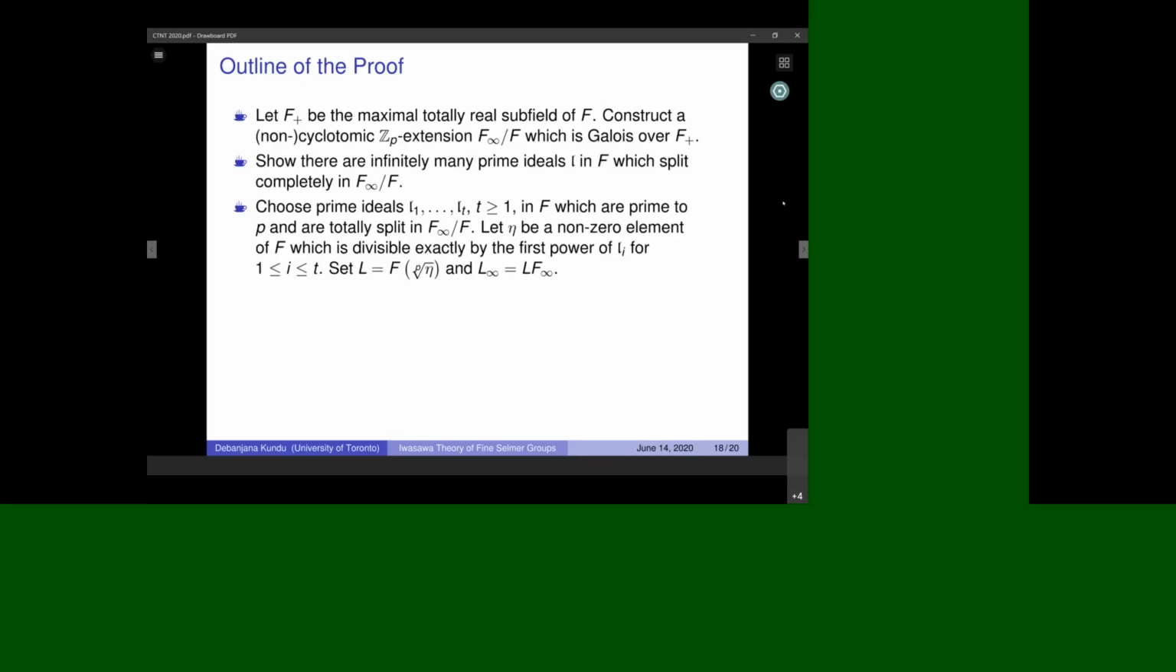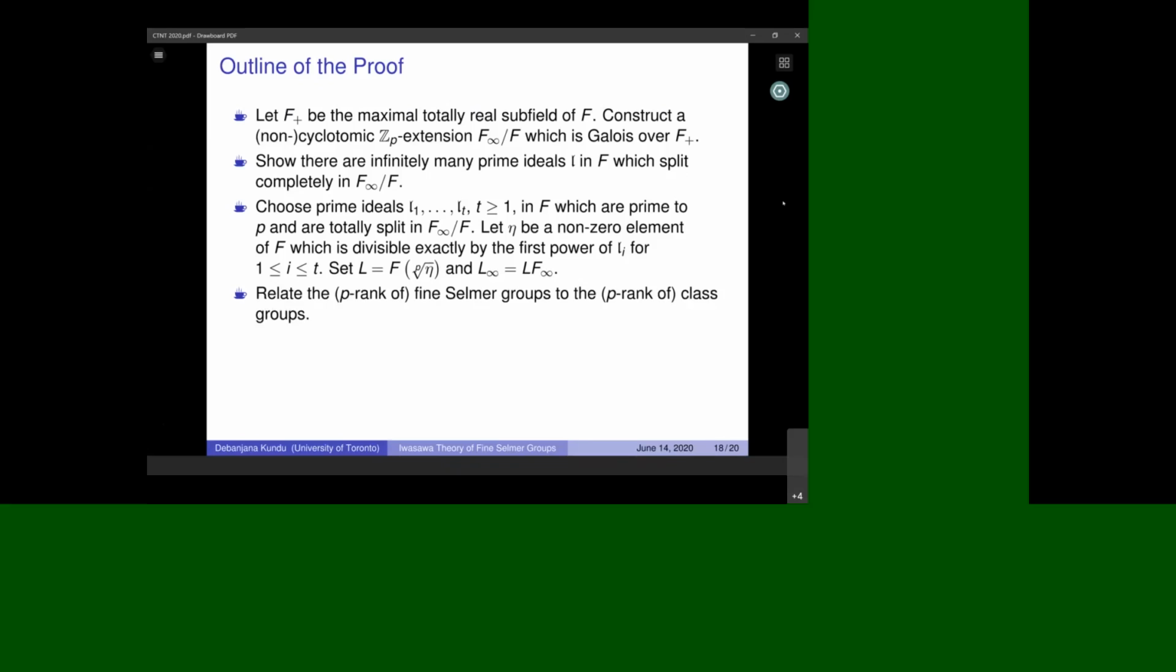Then you choose a finite set of these primes and construct L in the way that I've written on the slide. So this is a Z mod PZ extension over F that you construct, and then adjoin that to the F infinity that you constructed earlier and construct a ZP extension over L. So this ZP extension over L also has infinite splitting of a prime, which is not happening in a tower like the cyclotomic extension. And this is where most of the work goes in.